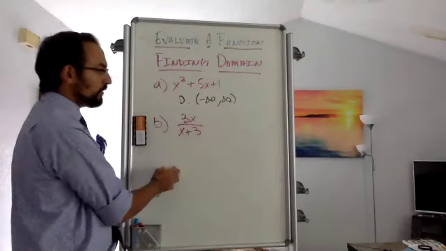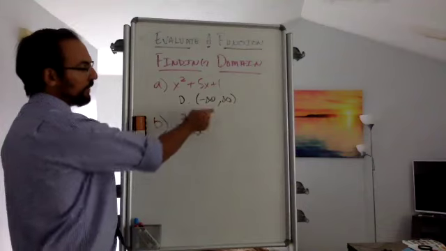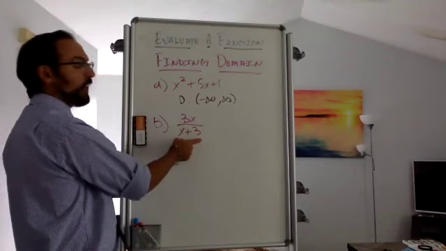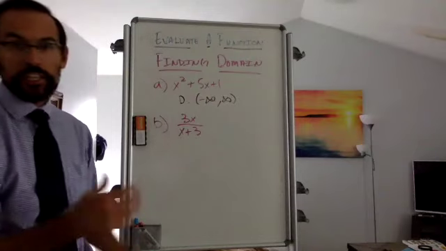So removable discontinuities, remember, come from canceling things out. Here, if there were an x plus 3 on top, then we could cancel it out, but there is no x plus 3, there's just a 3 times x. So there are no removable discontinuities, aka no holes.